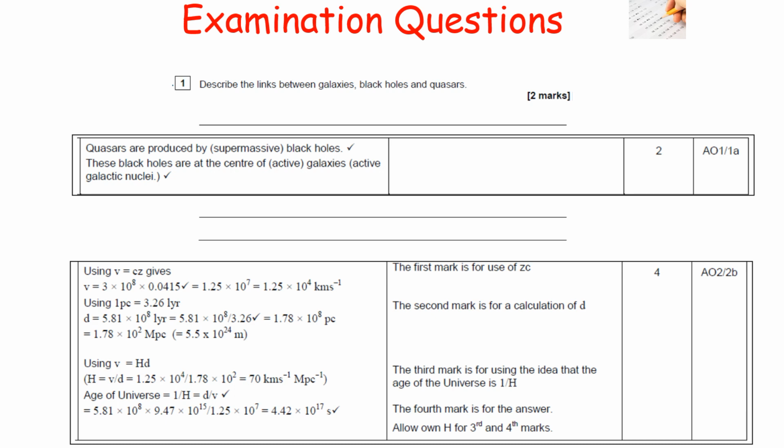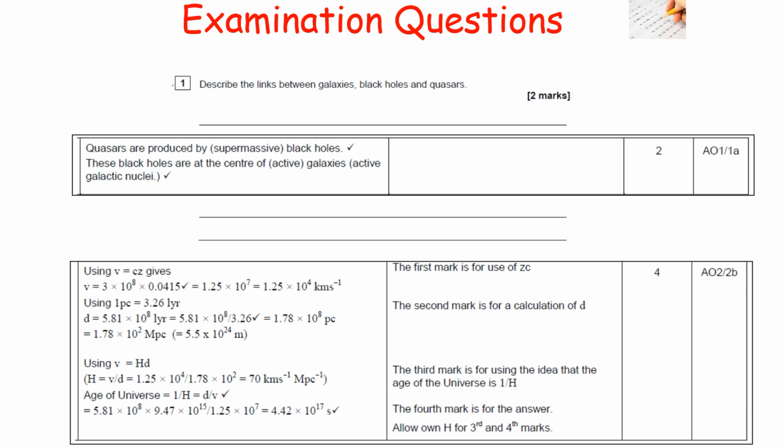Again, now we're going to use the idea that we want to use v equals Hd, and then H equals v over d. But a couple of things on this. Like mentioned before, for our equation, v is equal to Hd, v needs to be in kilometers per second, so we've converted 1.25 times 10 to the 7 meters per second into 1.25 times 10 to the 4 kilometers per second. Now we need to have a value for d.